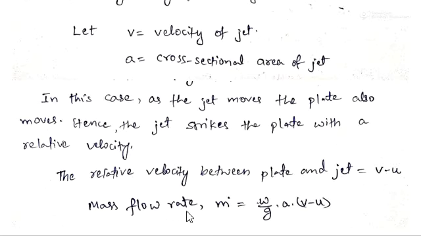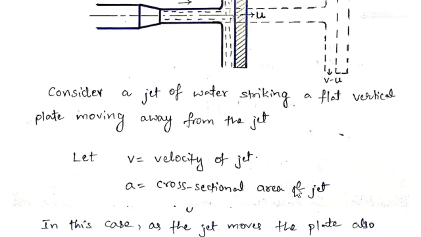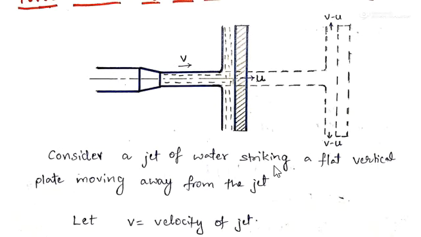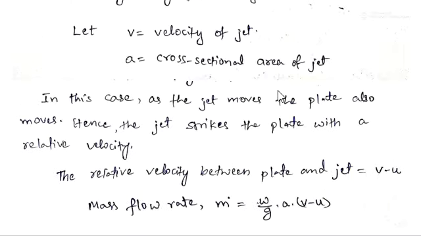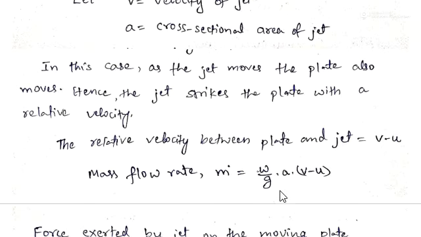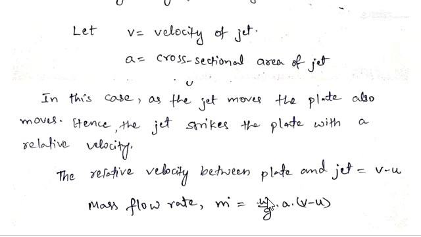And if you calculate the mass flow rate, m dot, that is given by W by G into A into V minus U. Here we are taking V minus U because there is a relative motion between the plate and the jet. So by considering that relative velocity, we calculate the mass flow rate, W by G into A into V minus U. This relative velocity takes care of the mass of the fluid striking the plate, so you have to observe that.